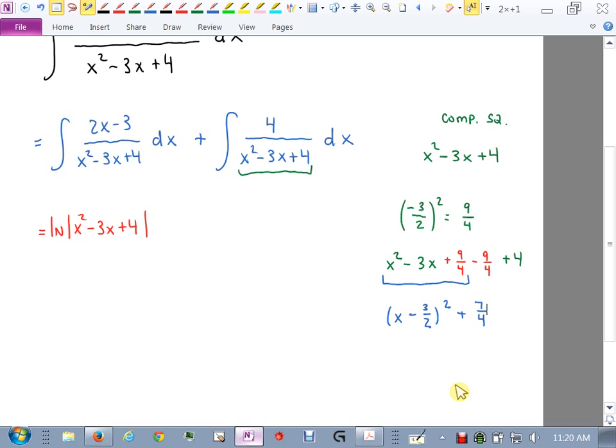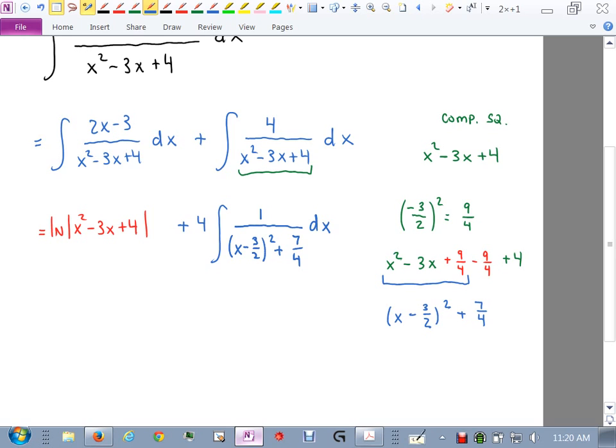Well, isn't that nice? So I'm coming back up to this integral. I'm pulling this 4 right here out. And then I'm rewriting the denominator to be this: 1 over x minus 3/2 squared plus 7/4 dx. Follow?